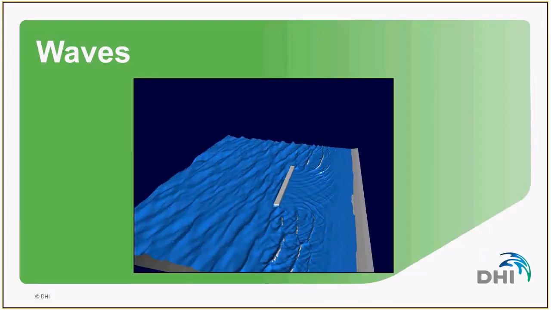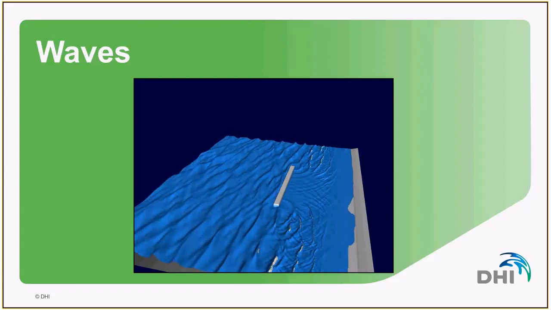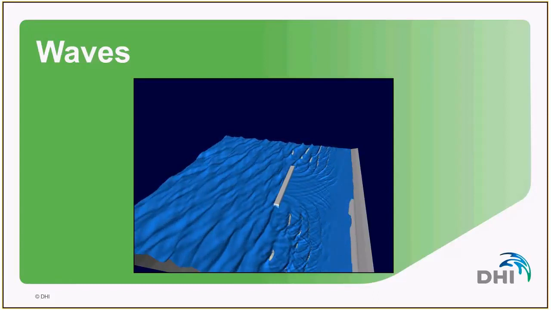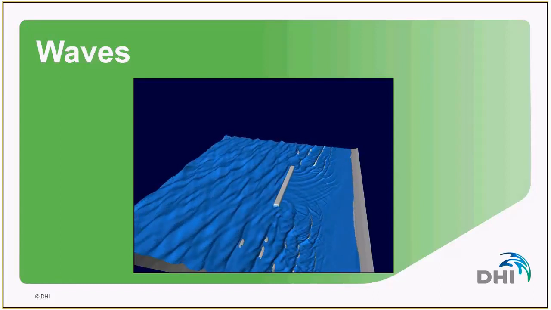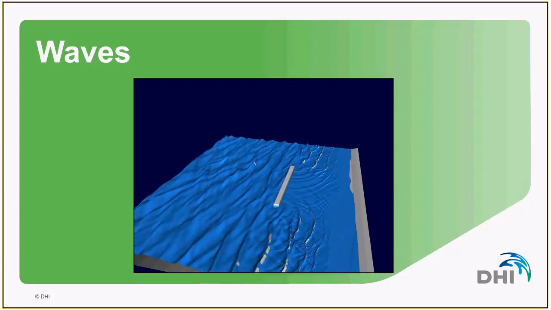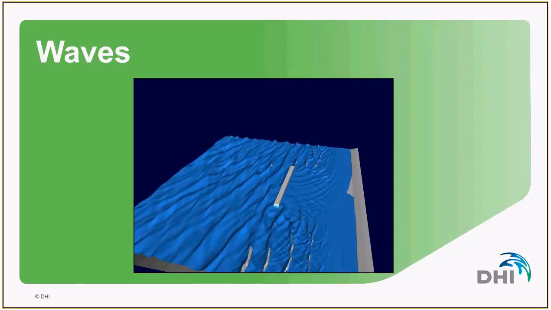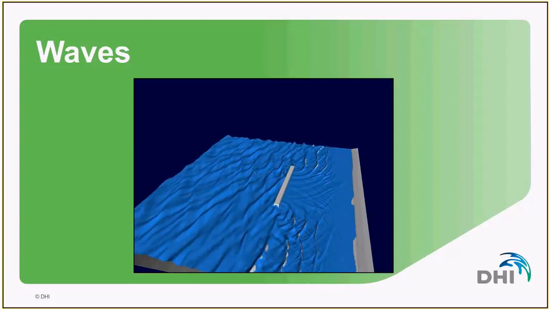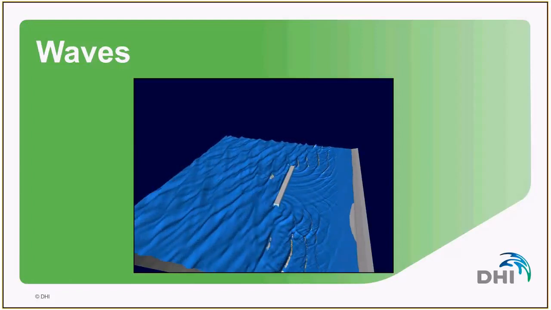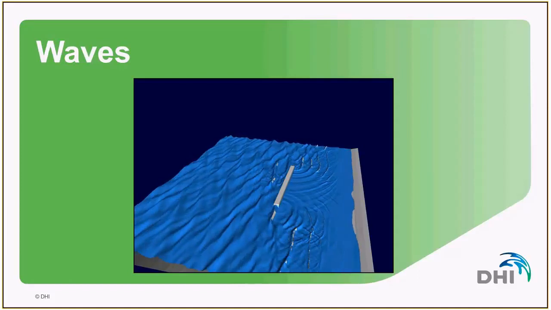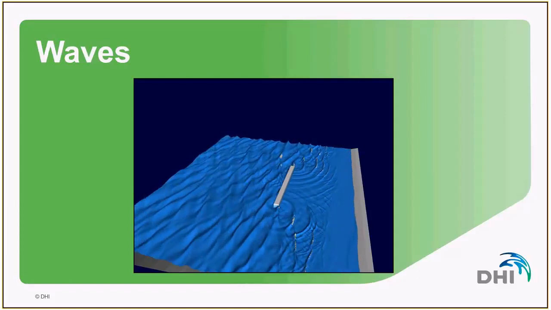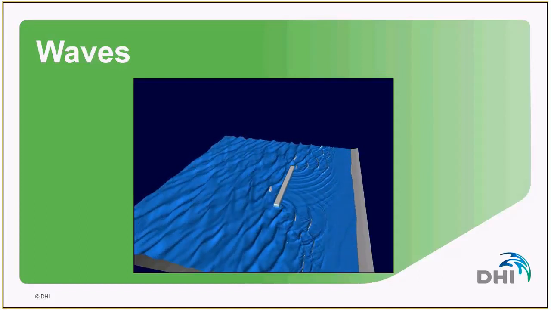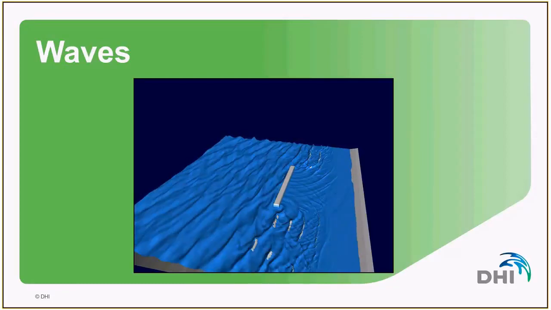First, let's have a look at the waves. Waves are very central when we're dealing with sediment transport. And here you can see, for instance, an example of a wave field and the interaction with a coastal structure. It can be very difficult to describe. So let's have a look at the different processes that can affect the waves.